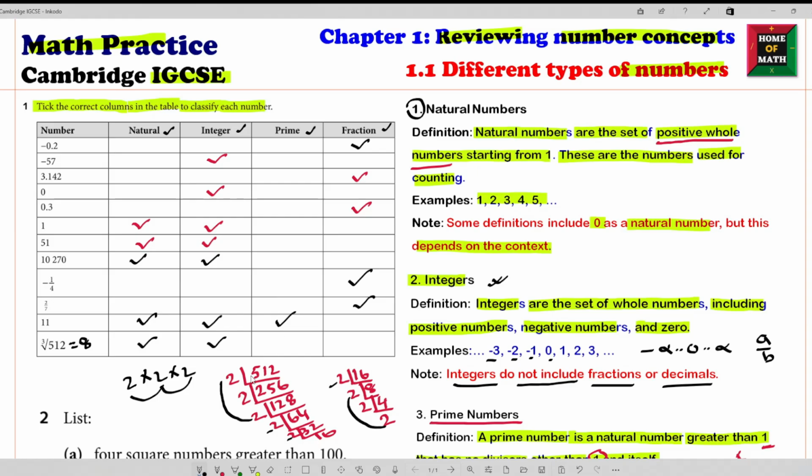This is a very easy way to learn about different types of numbers. But before solving these kinds of tables, you should know the definitions and examples or any notes about numbers. Okay, so question 1 is done.